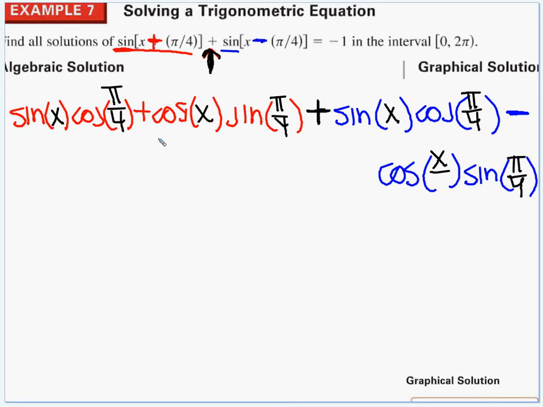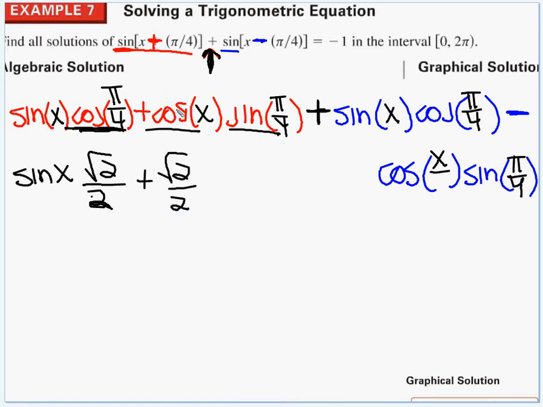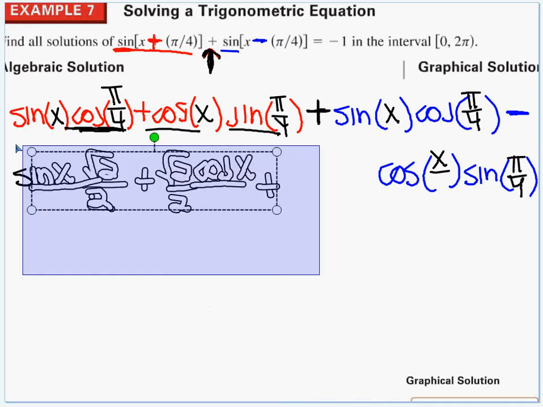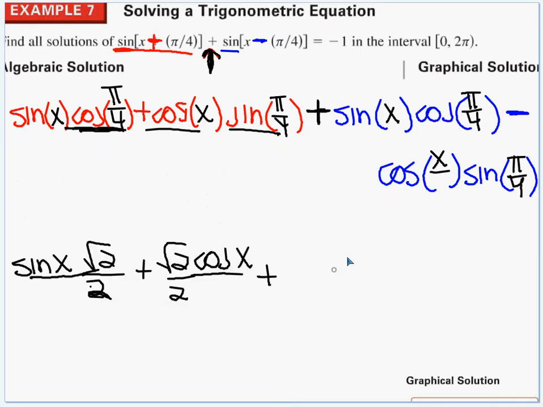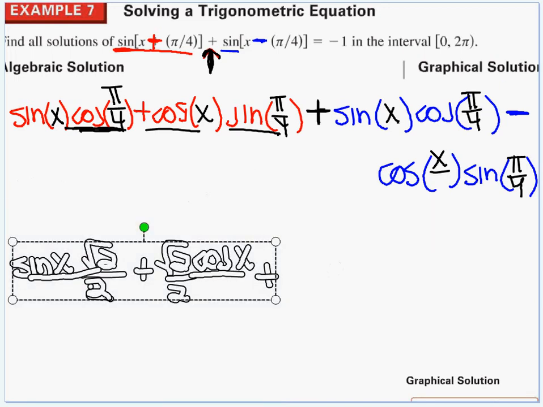So let's start simplifying. This cos at a quarter pi, well, that's root 2 over 2. So that will be sine x times root 2 over 2, plus cos x times the sine at pi over 4. Sine at pi over 4 is also root 2 over 2, and we're going to multiply that by cos x. We can put all that up in the numerator. Plus, and I see I'm going to run into this. There we go, and I guess I could have made that in red ink so it matched above.